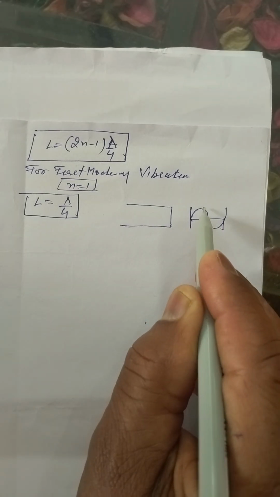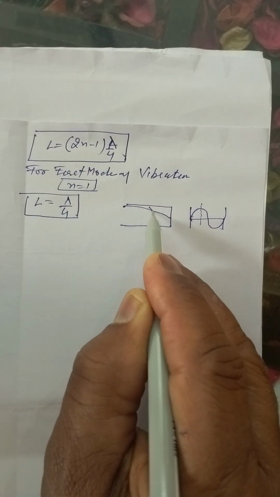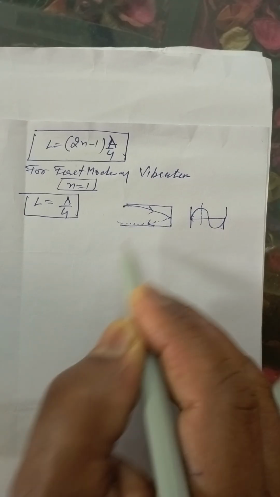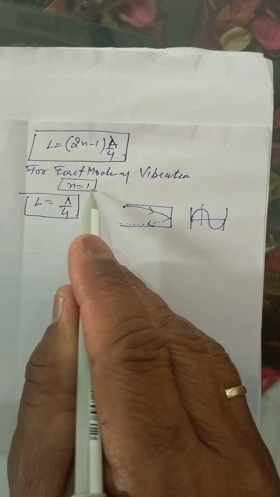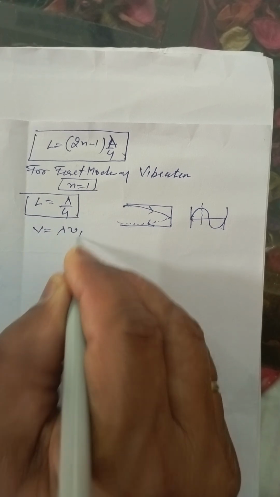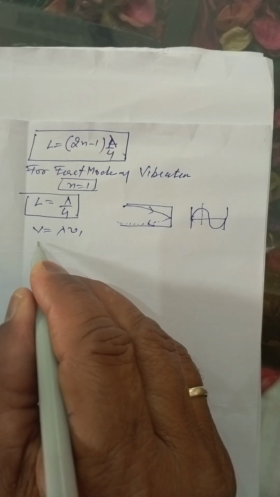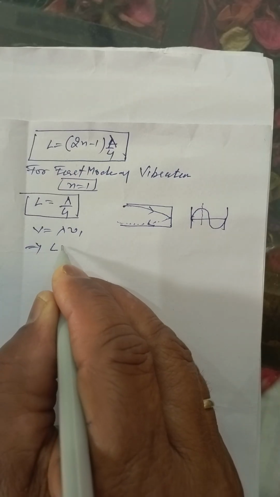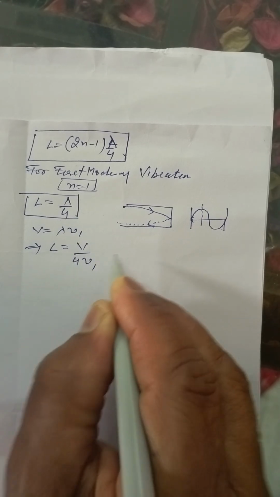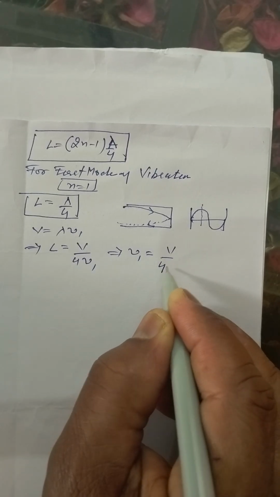Okay. So this is the 4th part, 1 upon 4. I can write here in this way, this is the incident and this is after reflection. This is the diagram for the first mode of vibration. So we will put V is equal to lambda into nu 1, because we are doing it for the fundamental or first mode of vibration. So here I will get L is equal to lambda upon 4, so L is equal to V upon 4 nu 1. This implies that nu 1 is equal to V upon 4 into L.